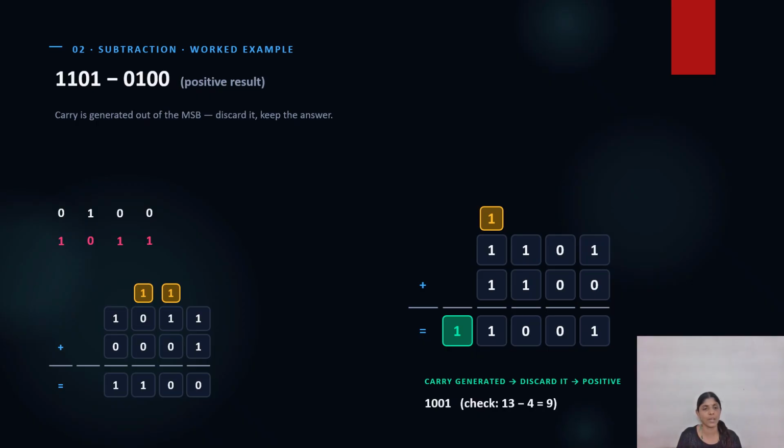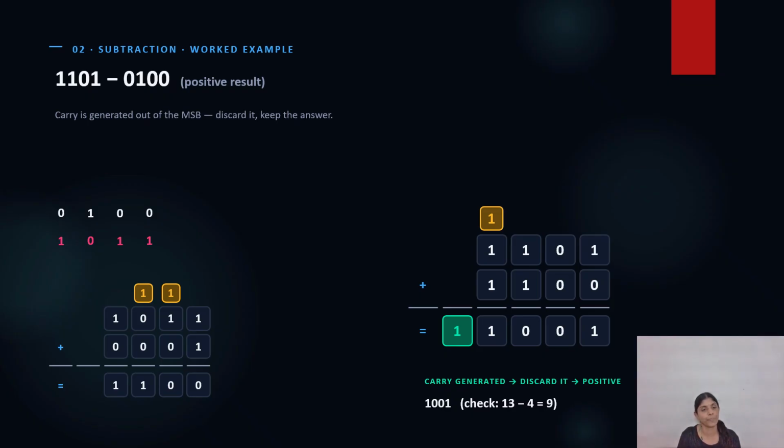1101 minus 0100, right? What are 1101 and 0100? Both are in the 8421 code. So 8 plus 4 is 12, 12 plus 1 is 13. Minus 0100, again 8421 code, is 4. So 13 minus 4. What is 13 minus 4? It is 9, right? So 9 should be the result you get. We will see whether it comes or not.